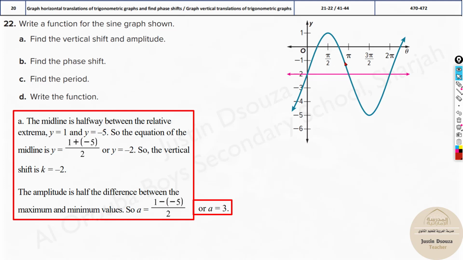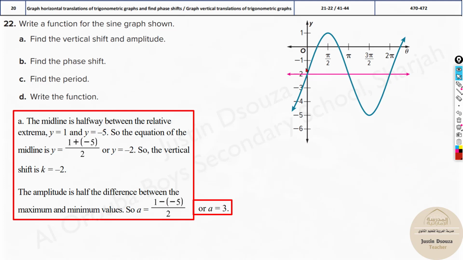Now remember, since we're taking magnitude anyways, it doesn't matter which point you take. I personally just take the maximum minus the minimum, or if you take the minimum minus the maximum, since we're taking the magnitude, it won't make a difference. Now over here it's 3, but I'll show you if you take minus 5 minus 1 divided by 2. What would be the answer? It will be minus 6 by 2. That is minus 3, but you must take the magnitude of it. So that is just the distance from the midline to above. You can easily count it from the graph.